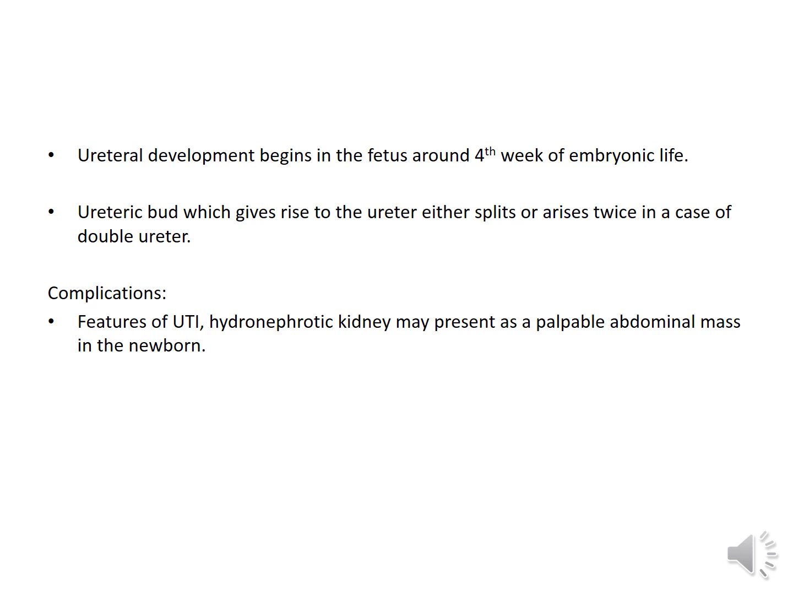Ureteral development begins in the fetus around the 4th week of embryonic life. The ureteric bud, which gives rise to the ureter, either splits or arises twice in a case of double ureter. So this is the embryonic abnormality. Complications: patients will usually present with features of UTI, or there can be a hydronephrotic kidney, which may present as a palpable abdominal mass in the newborn.